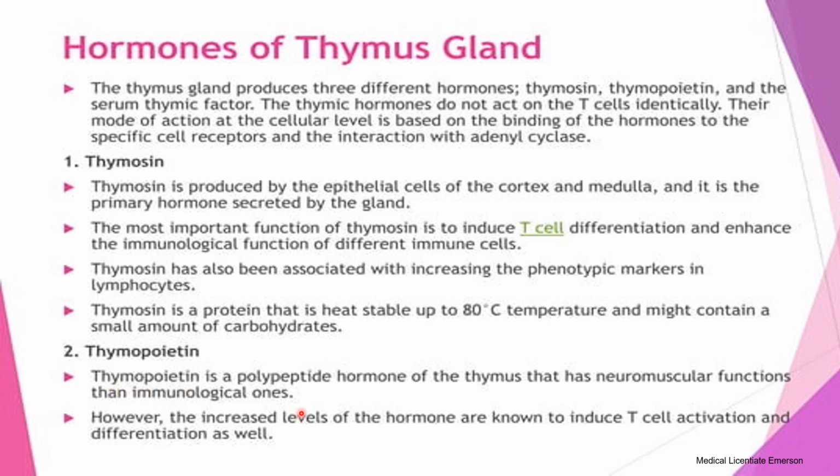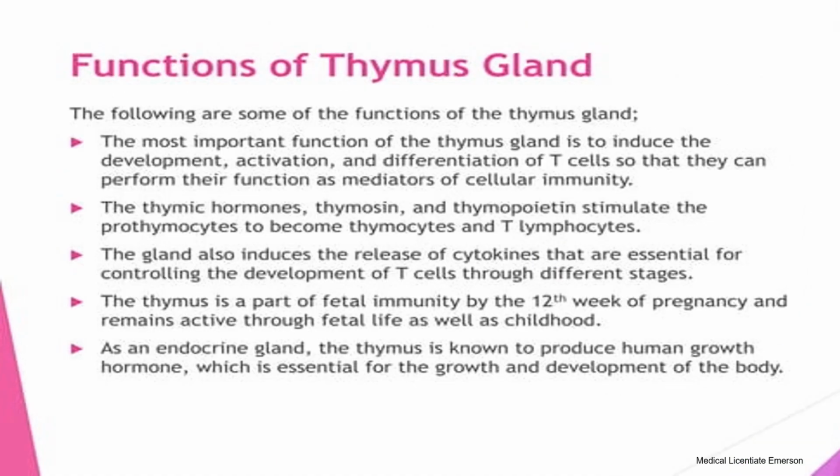Thymopoietin is a polypeptide hormone of the thymus that has neuromuscular function rather than immunological ones. However, increased levels of the hormone are known to induce T cell activation and differentiation as well. In terms of functions, we also refer to the hormones we are talking about. The most important function of the thymus gland is to induce the development, activation, and differentiation of T cells so that they can perform their function as mediators of cellular immunity.